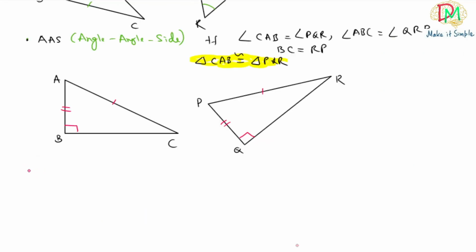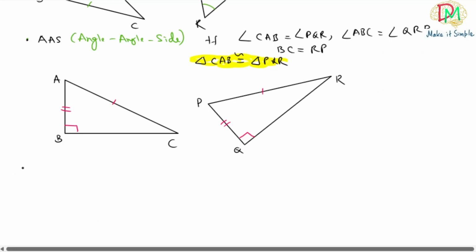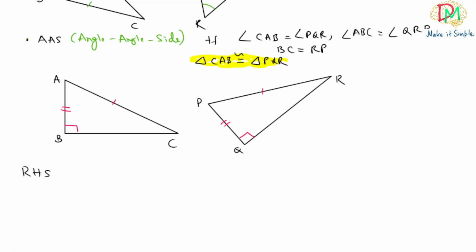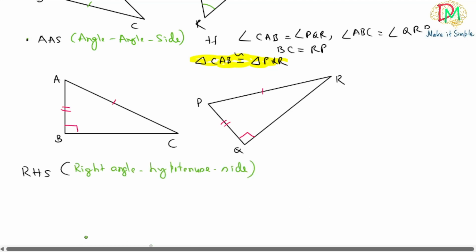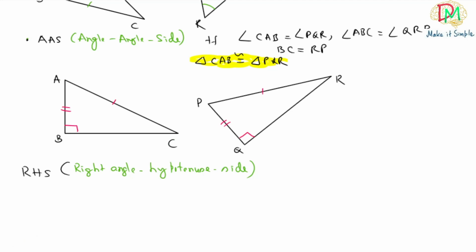Next we learn RHS, that is right angle hypotenuse side. In this rule we have to identify the hypotenuse and any one side of two right angle triangles. So let's take one example. ABC and PQR are two right angle triangles, and given that AB is equal to PQ and AC is equal to PR.